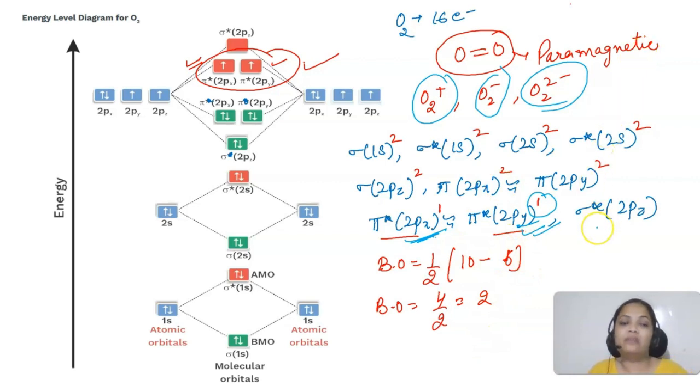So keep in mind how to write the configuration for ions also. In the case of nitrogen and hydrogen, and for oxygen, you get these types of questions. For oxygen, you should definitely be able to do these three. Okay.